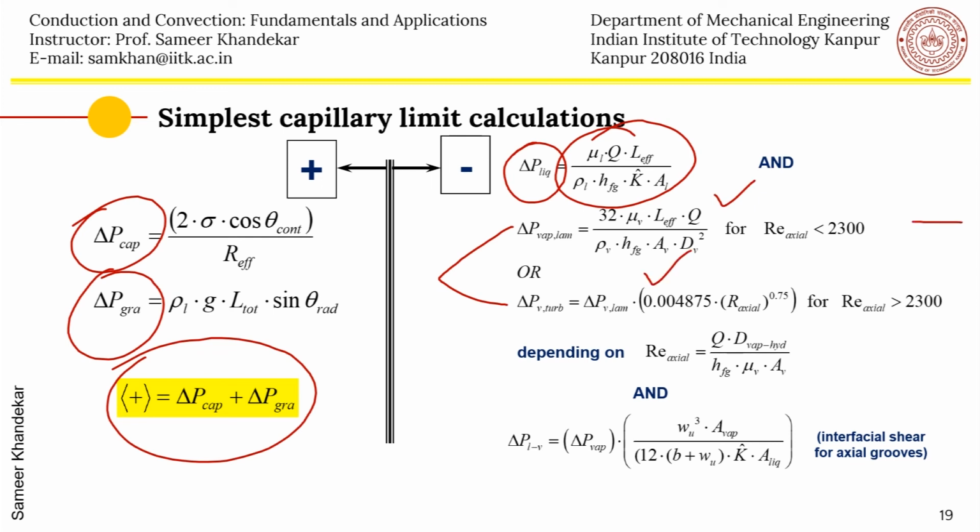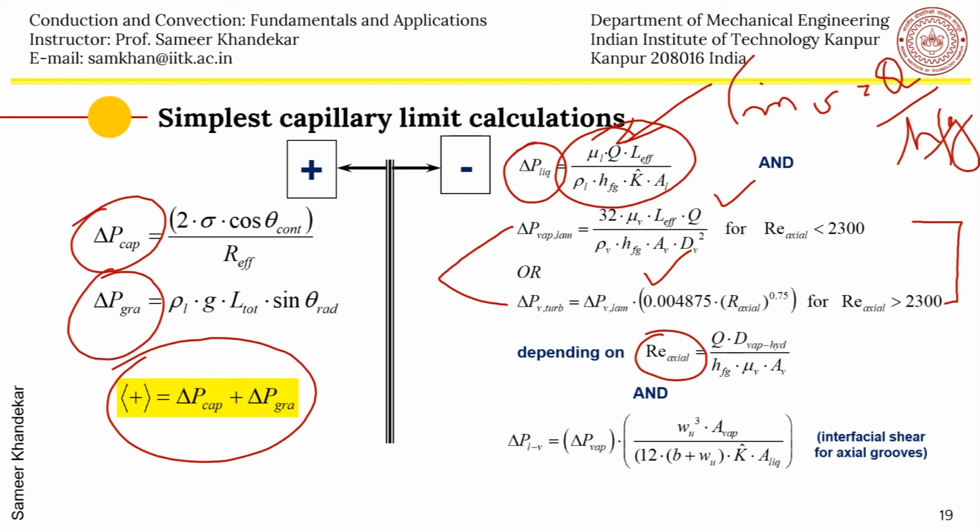As you keep on increasing the Q, the m dot increases. Because the m dot increases, the liquid pressure drop increases, and the vapor pressure drop increases. So the dissipative part is increasing as you increase the heat flux, because the actual Reynolds number of the vapor flow is also increasing. On the left hand side, these two are fixed, because the capillary pressure drop only depends on the thermophysical properties, and the gravitational pressure drop depends on how you have oriented the heat pipe.